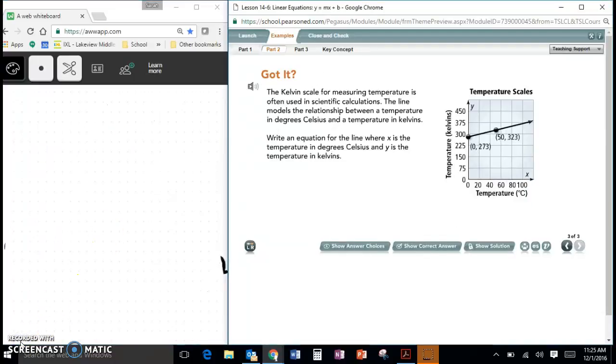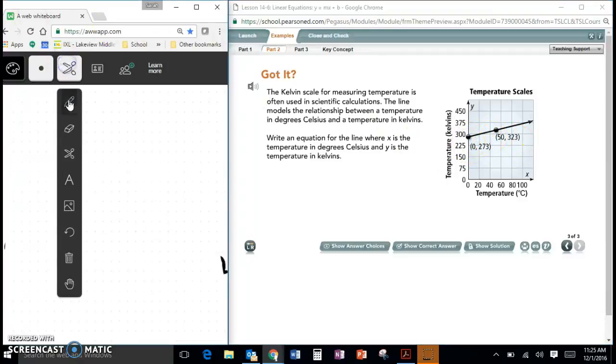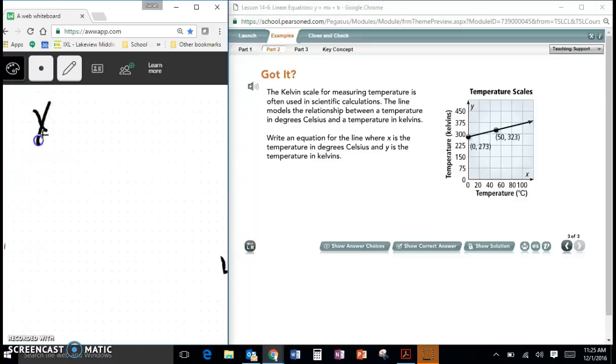All right, guys, audit part 2. It says the Kelvin scale for measuring temperature is often used in scientific calculations. The line models the relationship between a temperature in degrees Celsius and a temperature in kelvins. Write an equation for the line where x is the temperature in degrees Celsius and y is the temperature in kelvins. So let's find our slope. And again, I really think using our formula on this one will be our best bet. So let's do y sub 2 minus y sub 1 over x sub 2 minus x sub 1. This ordered pair, let's call that number 2. Let's call this number 1.